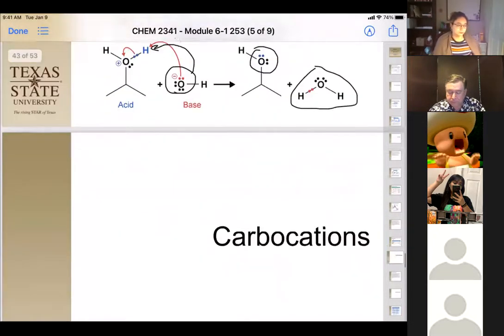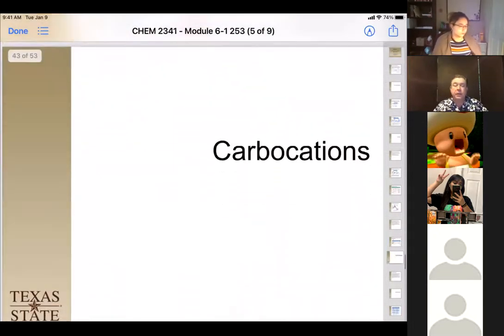Okay. All right. So I said we're going to talk about carbocations. Carbocations are kind of important because we use them as a useful intermediate. In fact, a lot of times when you take two steps or two humps in a reaction diagram, the intermediate is a lot of times a carbocation. And so we're going to talk a lot about carbocations and carbocation stability.